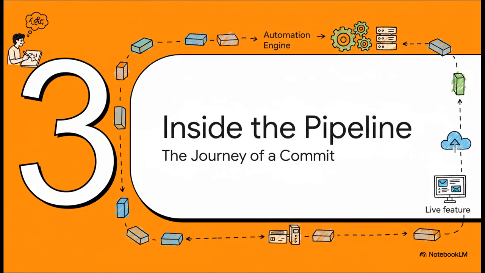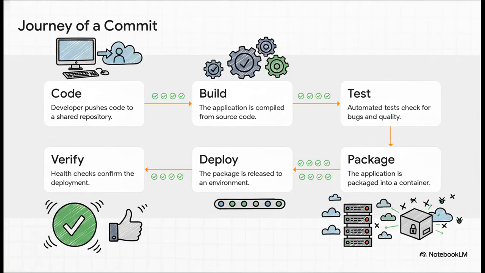So, what does this automation engine actually look like on the inside? Come on, let's follow a single piece of code as it goes on its journey from just an idea in a developer's head to a live feature for a user. So, it all kicks off the second a developer pushes their code. The pipeline just wakes up and starts running that code through a series of automated stages. First, it's got to build the application. Then, it runs tons of tests. After that, it packages everything up nice and neat, and finally, it deploys it.